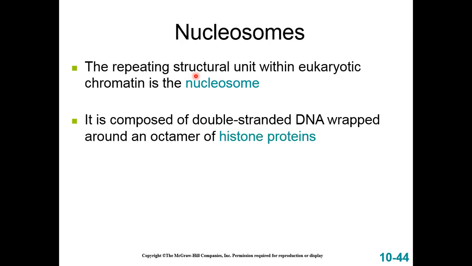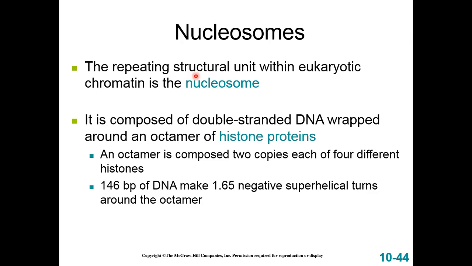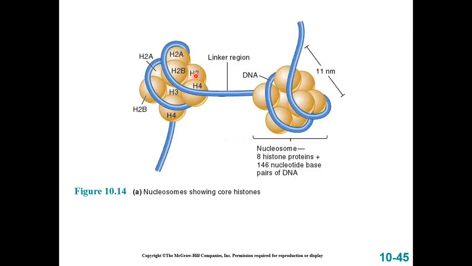This is composed of double-stranded DNA wrapped around an octamer of proteins. The protein is known as the histone. An octamer is composed of two copies each of four different histones, and 146 base pairs of DNA make 1.65 negative superhelical turns around the octamer. This is the histone protein. If you can see, the nucleosome contains the 8 histone proteins plus 146 base pairs of DNA, which are wound on these histone proteins.